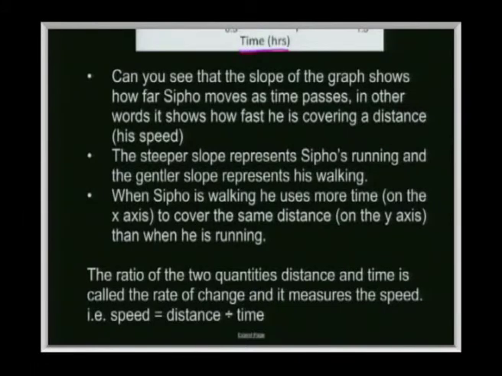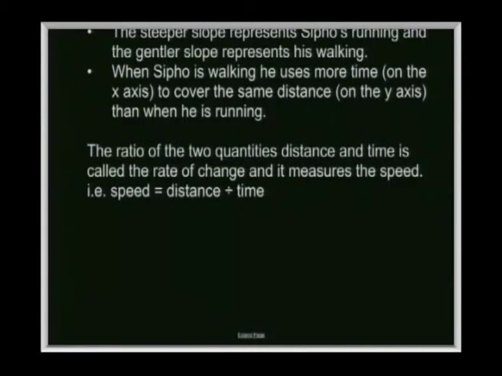The ratio of the two quantities, distance and time, is called the rate of change, and it measures the speed. In other words, speed is equal to distance divided by time, and let me write that out a little bit bigger. The way that I like to see it is in a fraction. Speed is equal to the distance covered divided by the amount of time that it takes to cover that distance.